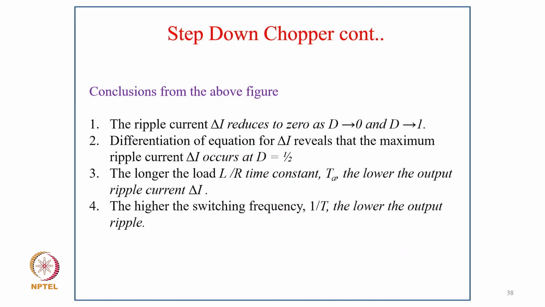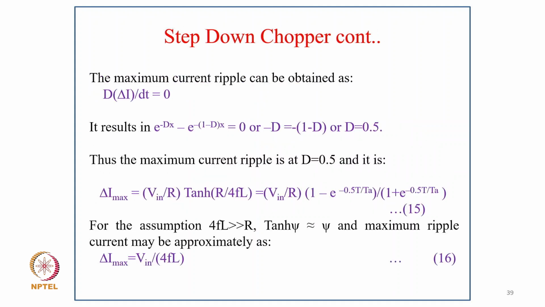So the conclusion from this figure is the ripple current reduces to 0 as D goes to 0 and D goes to 1, and differentiation of the equation of delta I reveals that the maximum ripple current occurs at D equal to 1 by 2. The longer the load time constant L upon R, Ta, the lower will be the output ripple current, because the stored energy in the inductor will be high, and the higher the switching frequency 1 upon T, the lower will be your output ripple current.